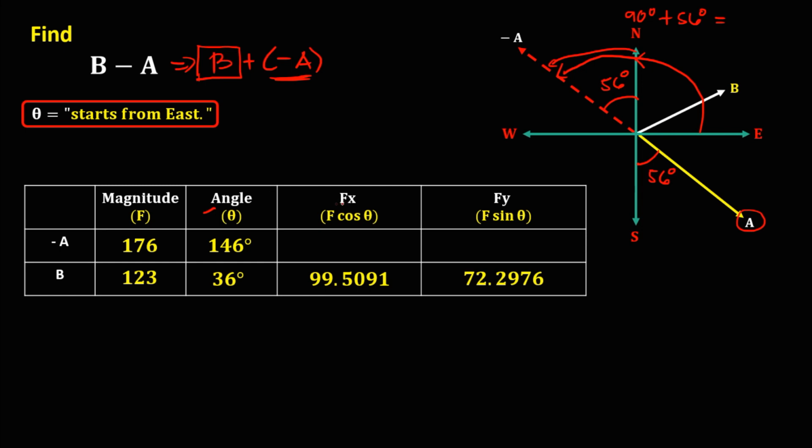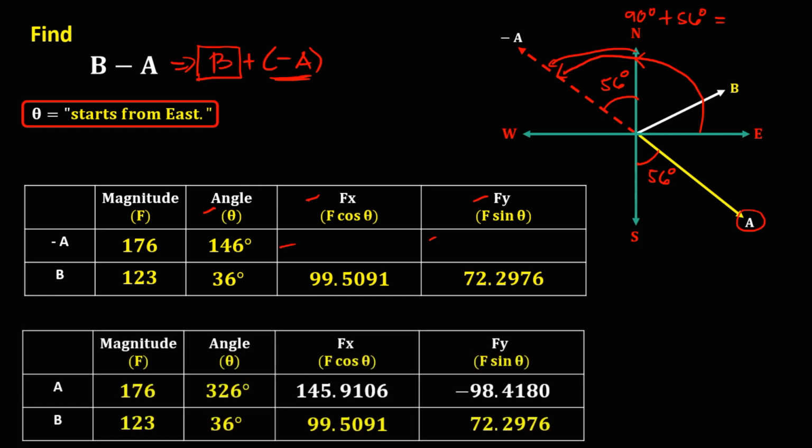Then this time to find out the x and the y component for A. From the previous table for A, since this one is negative A, we just need to find the opposite sign from vector A. Since this one is positive, for vector negative A, that becomes negative. And since this one is negative, for vector negative A, that becomes positive. So these are now the values for the x and the y components for vector negative A.